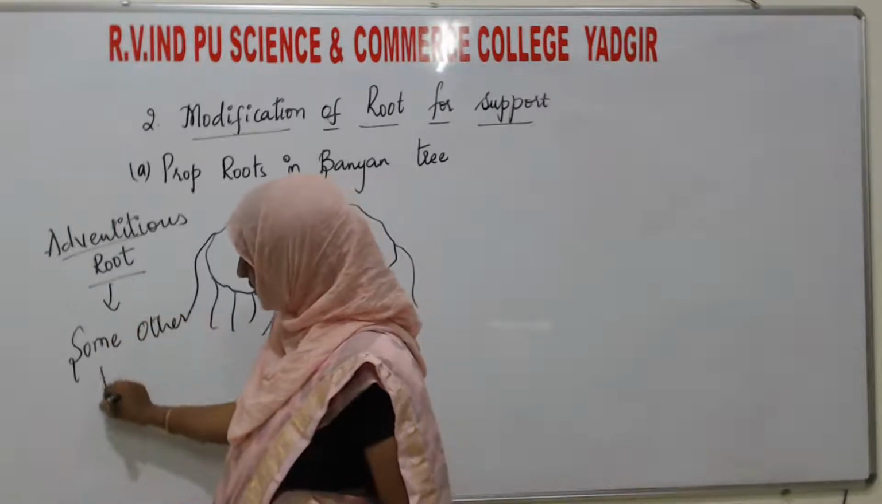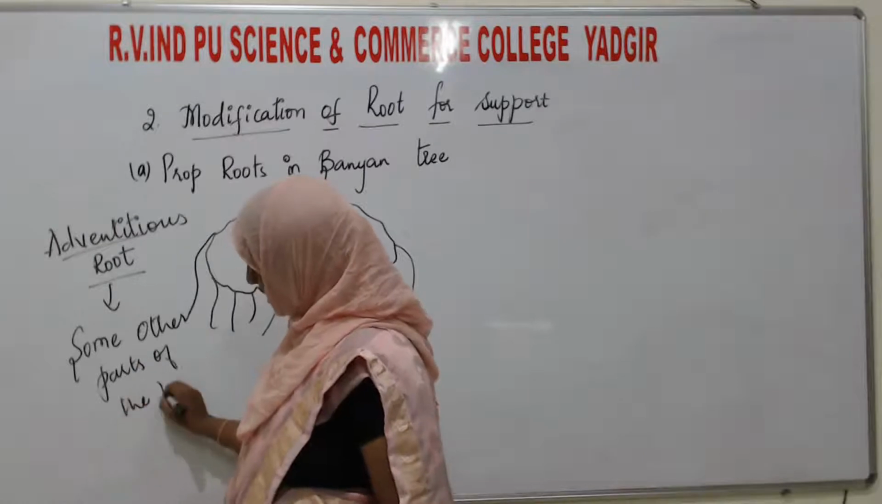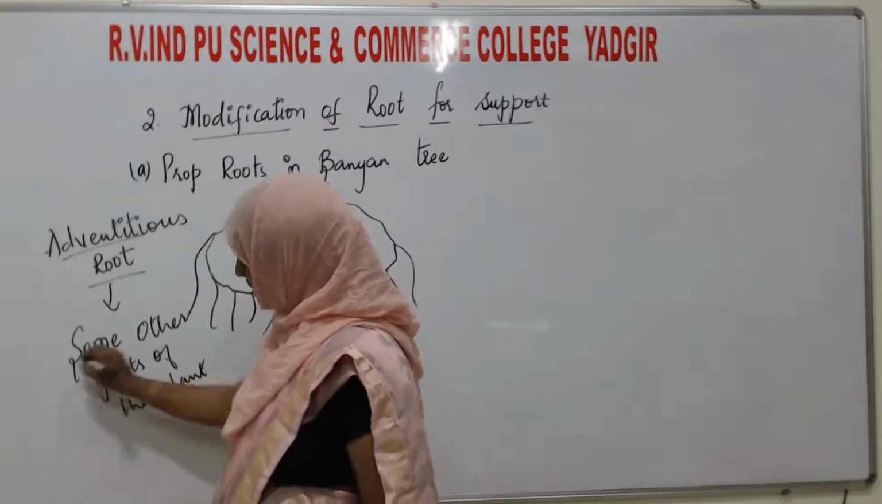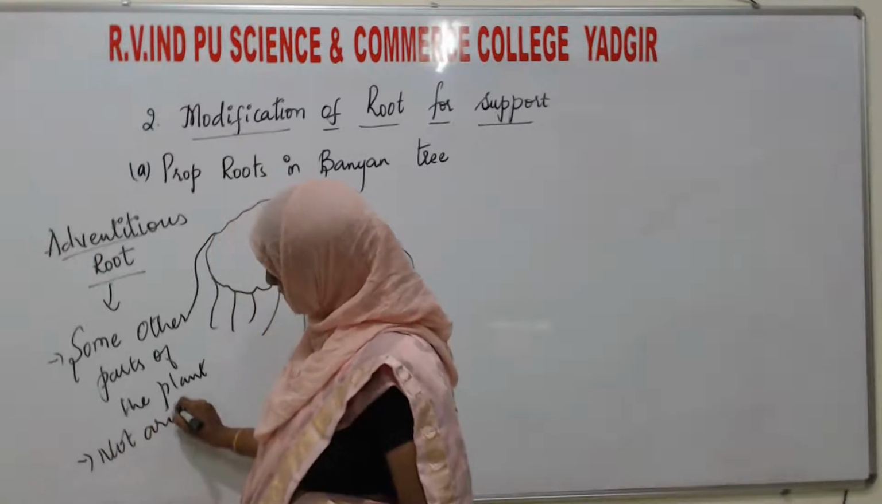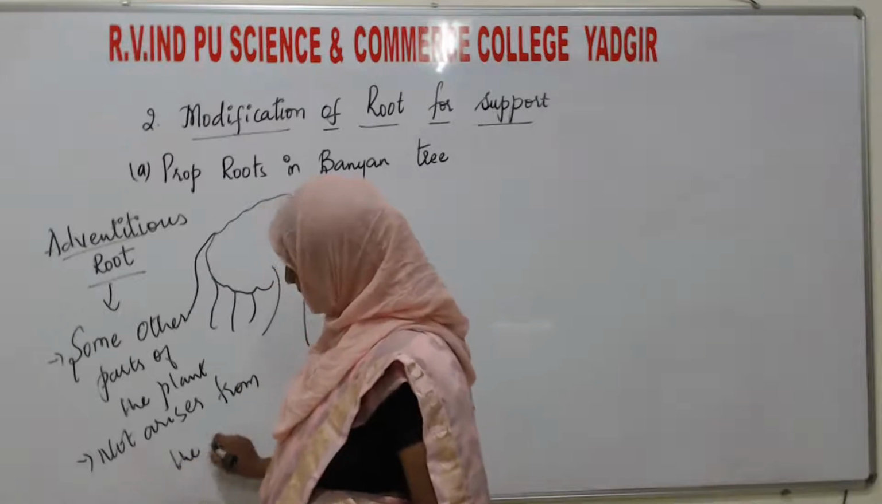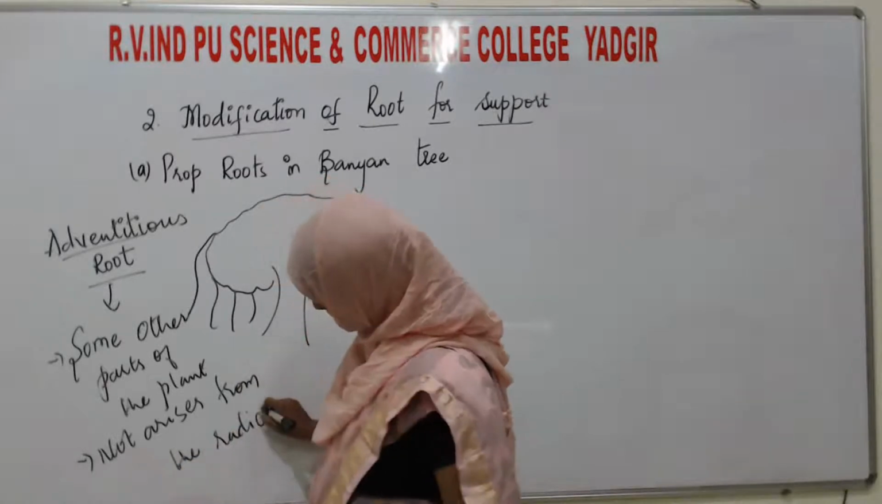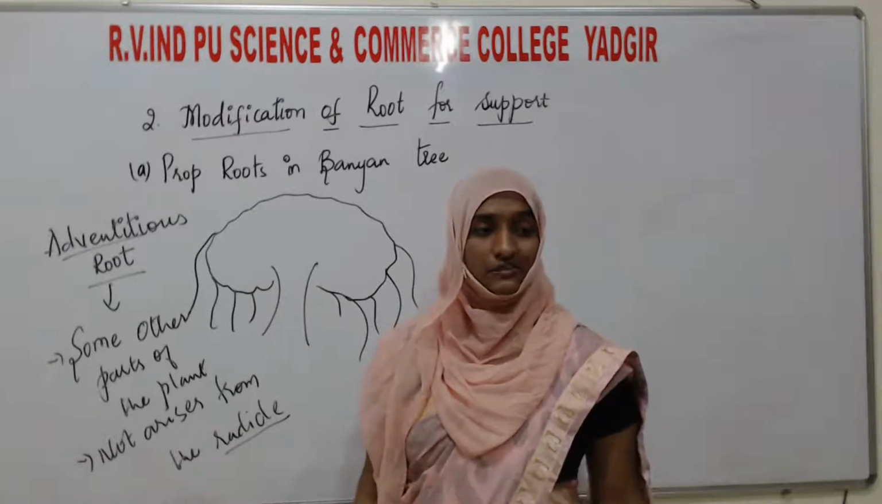Some other parts of the plant body, but not arising from the radical. That type of root is known as the adventitious root.